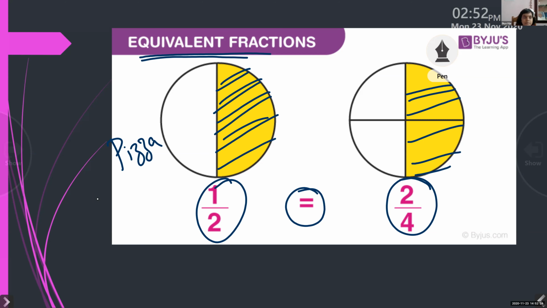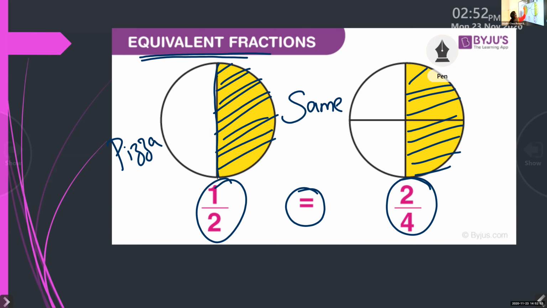Look at the picture. Okay, Felix, what can you observe from the picture? Are they the same amount? Yes, children. Even if I give you 1 by 2 or if I give you 2 by 4, both are the same, because they are equivalent fractions.